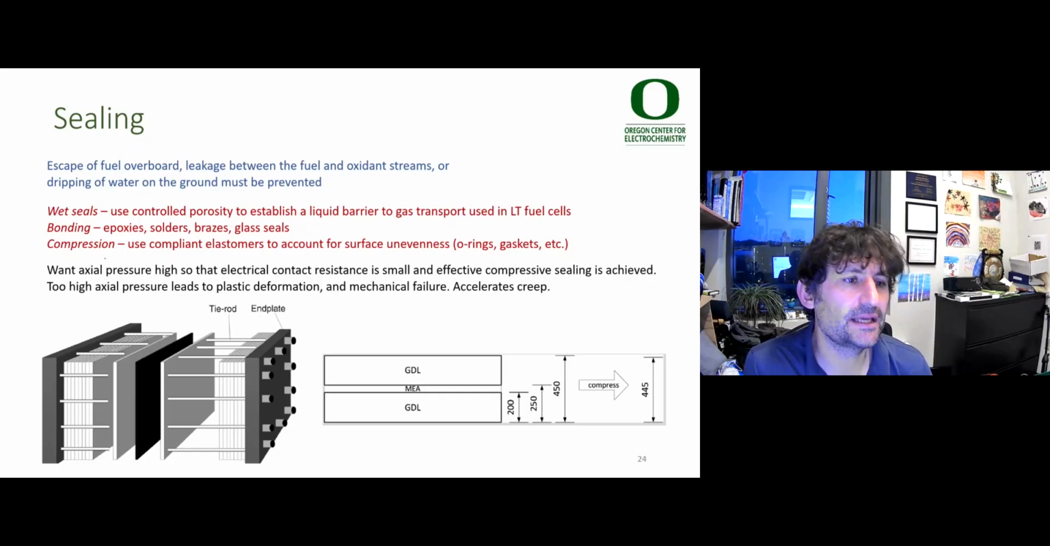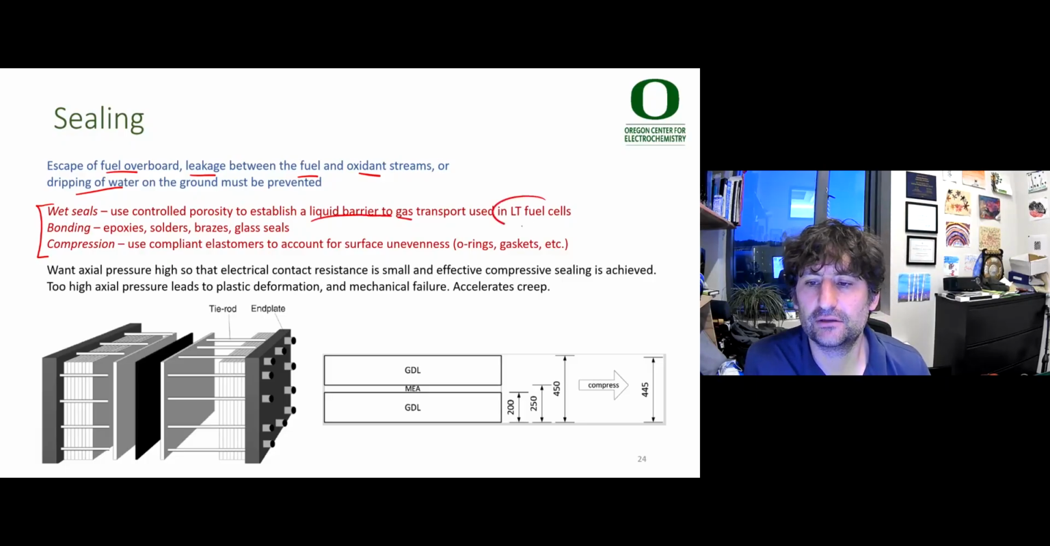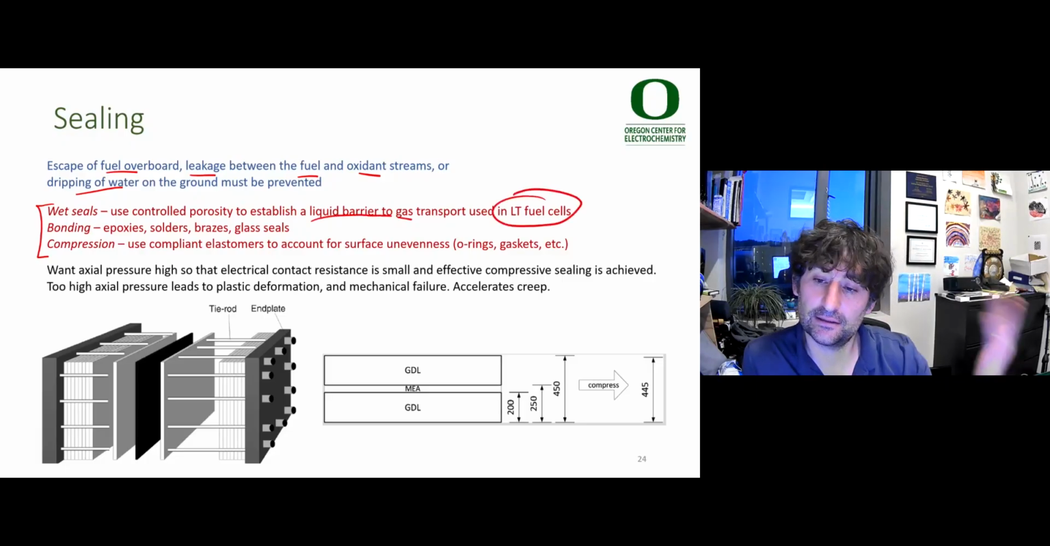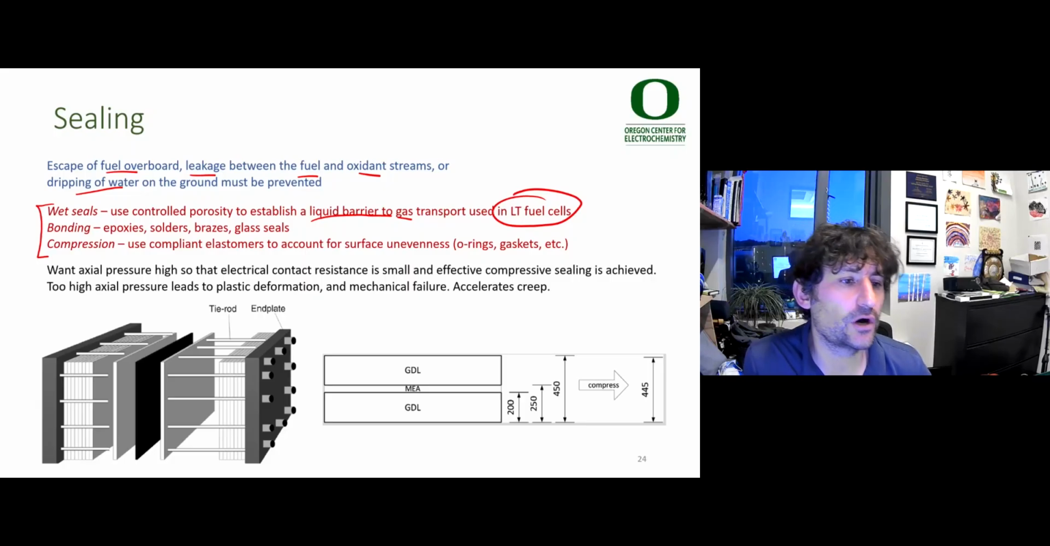Sealing is another big issue. We don't want any fuel to escape. We don't want leakage between the fuel and oxygen streams. That could be dangerous. You don't want dripping of water on the ground. There are different types of seals that are made. One is called wet seals. You use a controlled porosity to establish a liquid barrier to gas transport. You can use that in low temperature fuel cells that operate below the boiling point of water.